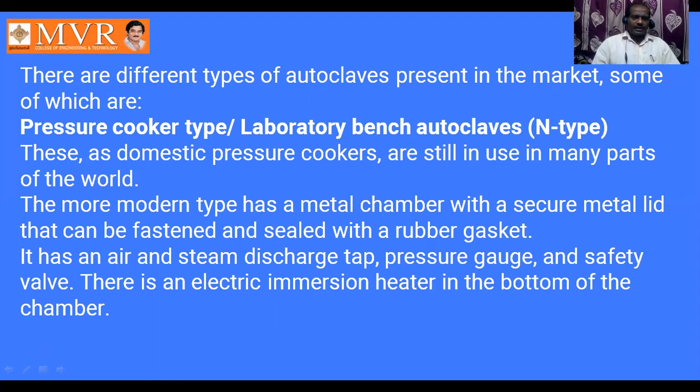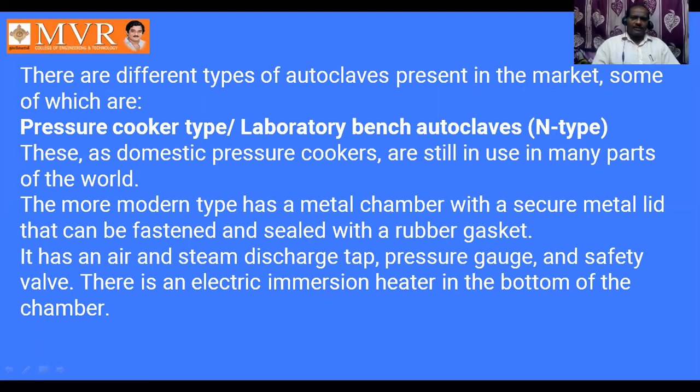The more modern type has a metal chamber with a secure metal lid that can be fastened and sealed with a rubber gasket. It has an air and steam discharge tap, pressure gauge and safety valve. There is an electric immersion heater in the bottom of the chamber. Water is present and is heated with the help of an electric heater.